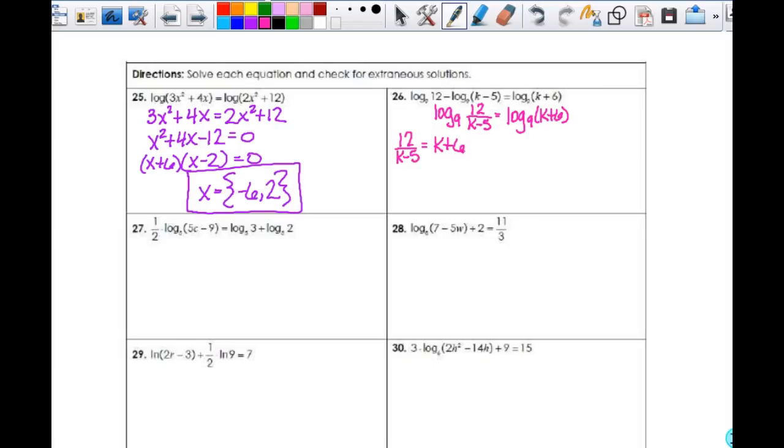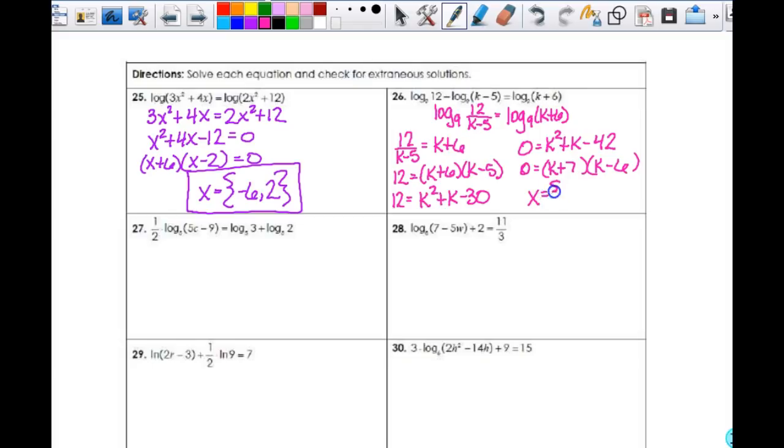So now the rest is algebra. I'm going to multiply both sides by k minus 5, so 12 equals k plus 6 times k minus 5. I'll multiply that out, and that's k squared plus k minus 30. That's a quadratic, so I move my 12 over. 0 equals k squared plus k minus 42. So then I factor that, and that's going to become k plus 7 and k minus 6. So the values I get are -7 and 6.